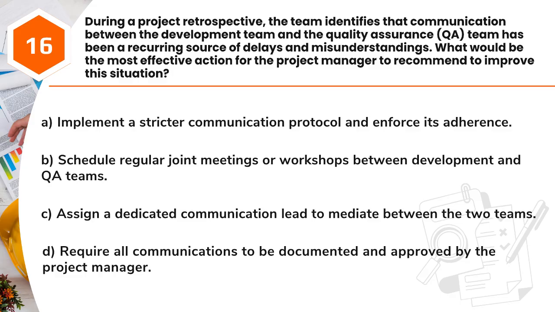Question 16. During a project retrospective, the team identifies that communication between the development team and the quality assurance (QA) team has been a recurring source of delays and misunderstandings. What would be the most effective action for the project manager to recommend to improve this situation? A. Implement a stricter communication protocol and enforce its adherence. B. Schedule regular joint meetings or workshops between development and QA teams. C. Assign a dedicated communication lead to mediate between the two teams. D. Require all communications to be documented and approved by the project manager.